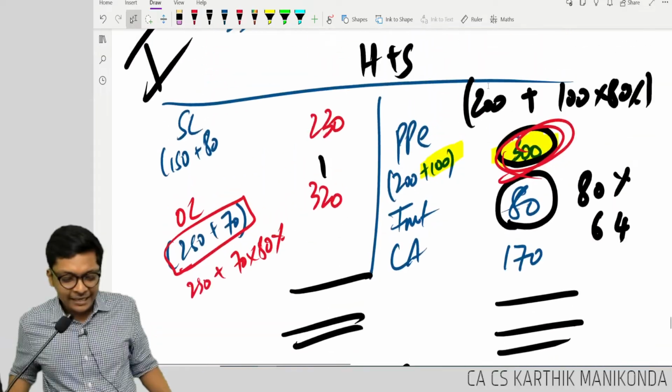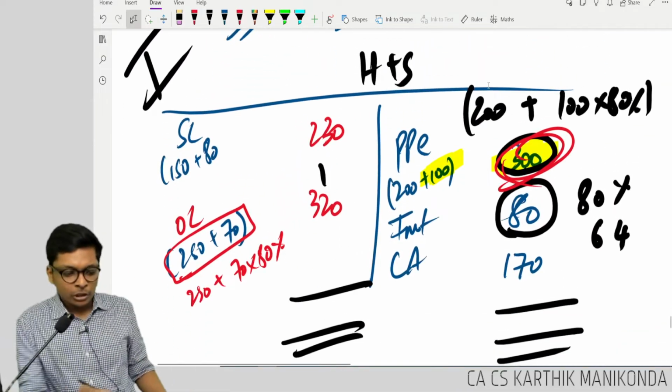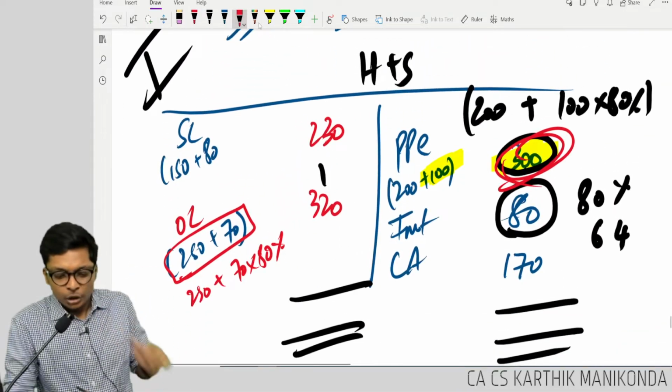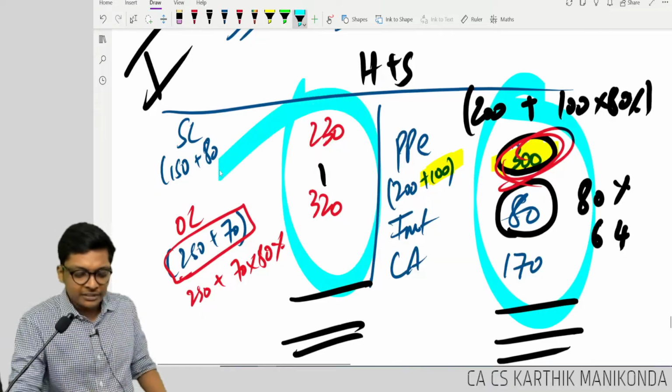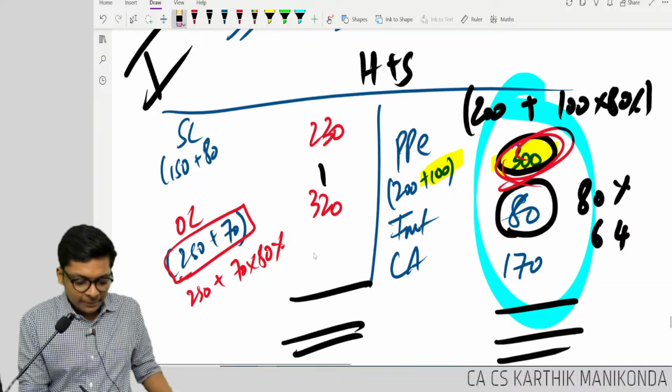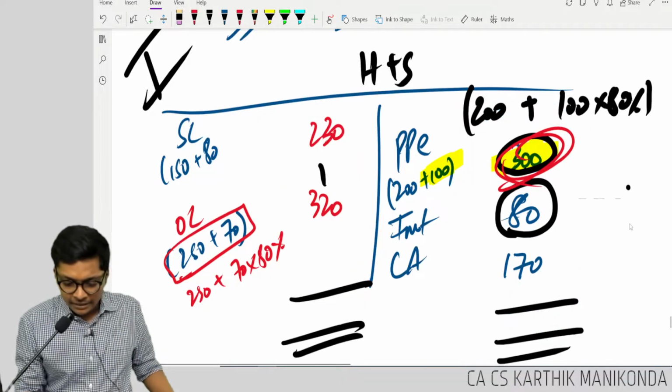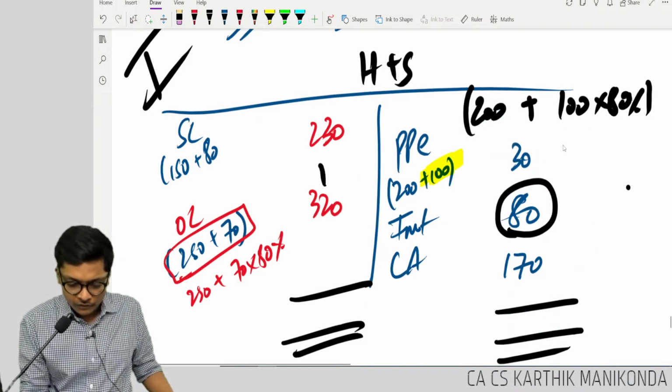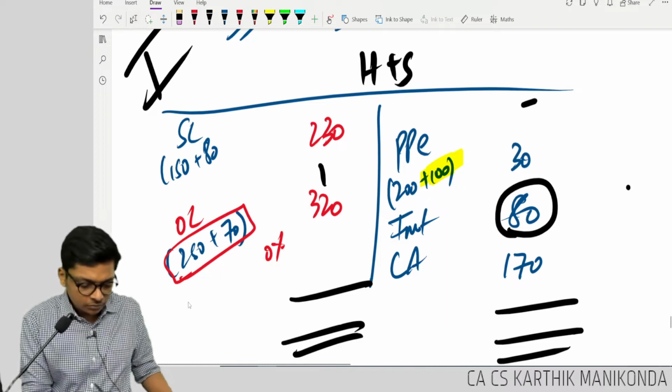So here I will add everything. Get the logic, guys. So now why am I choosing this method? You control all of this. I control all of this. So now let me write the relevant numbers so that it's clear.